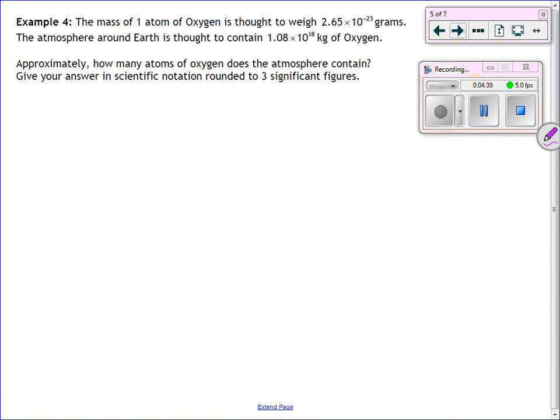So what we have here is quite a wordy question. I want to pull out the key facts here. So I know straight away from reading the question that 1 atom is equal to 2.65 times 10 to the power of minus 23 grams. Okay, so one atom of O2 weighs 2.65 times 10 to the power minus 23 grams. Incredibly, incredibly light.